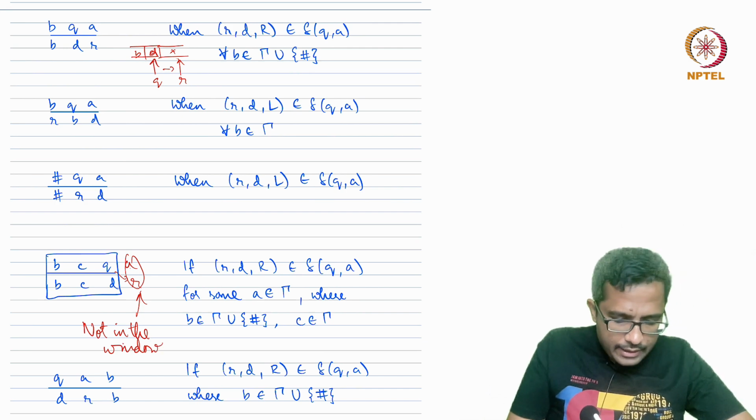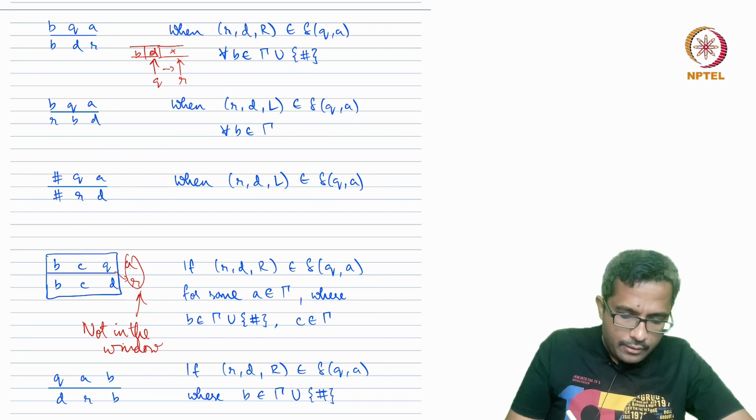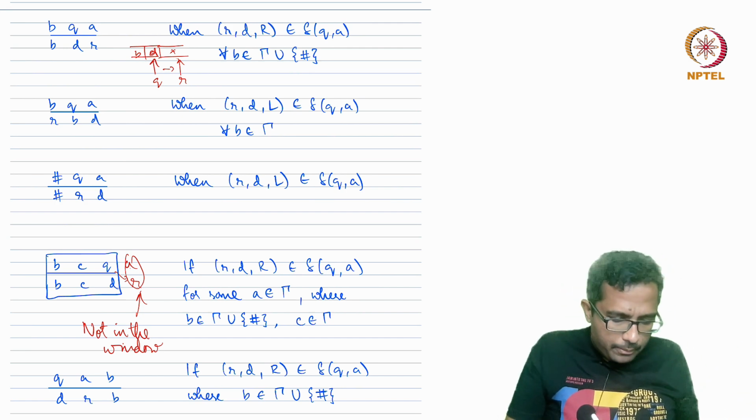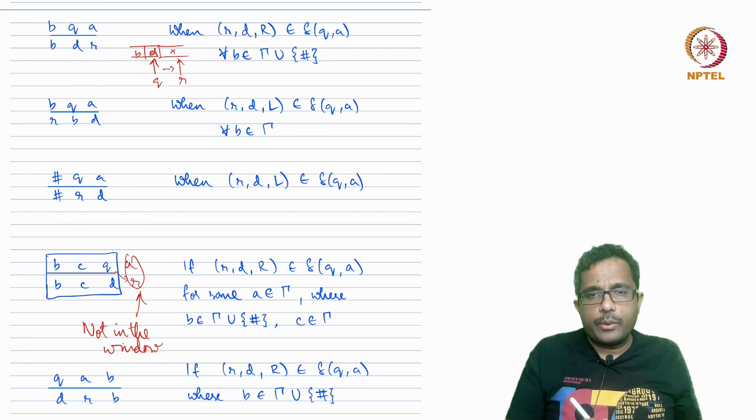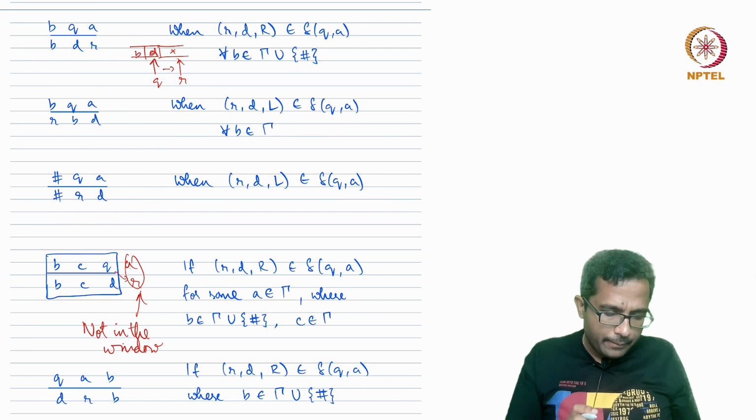So BCQ, BCD is also a valid window if you have this kind of a rule for any A, because A is not part of this window. It doesn't matter for which A, and whichever B, whichever C, and so on, right? In fact, B can also be hash here, right?